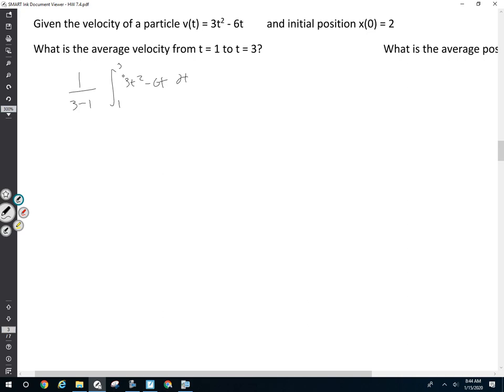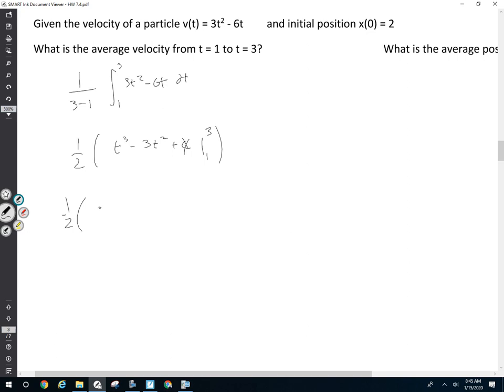Notice I could have the 1 over b minus a here, or I could have it down here. It does not matter. It's the same thing. I just like to write it to the side just so it's not super large. So I got 1/2. Let's say I don't have a calculator. I'll have to take the antiderivative, t cubed minus 3t squared plus c. I don't need it because I'm finding the change between 1 and 3.